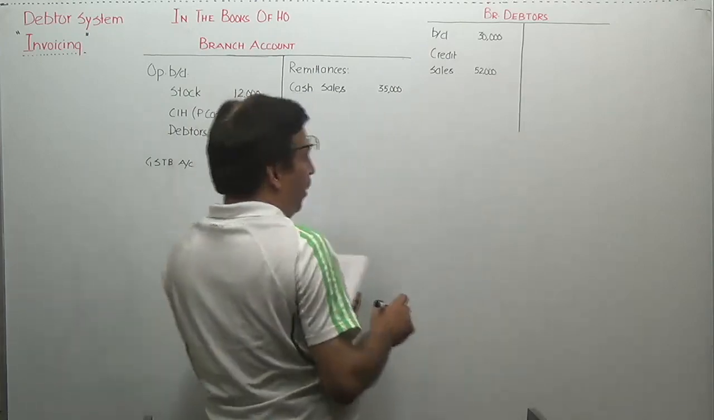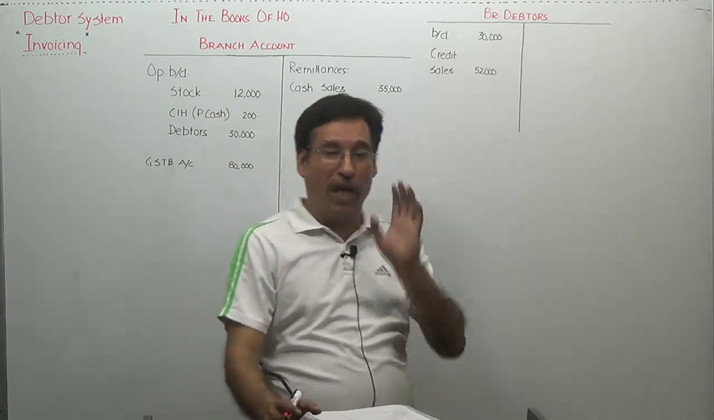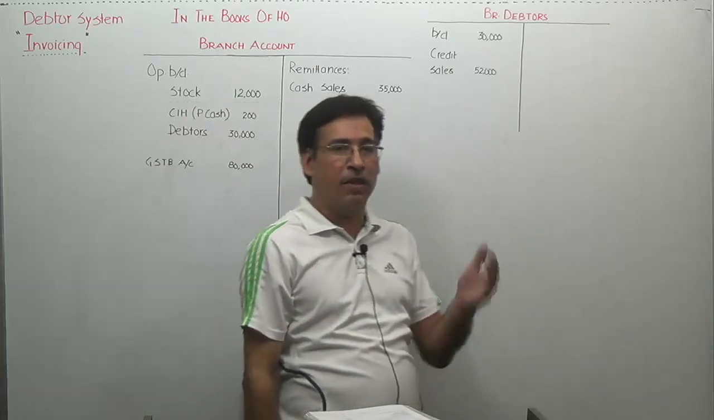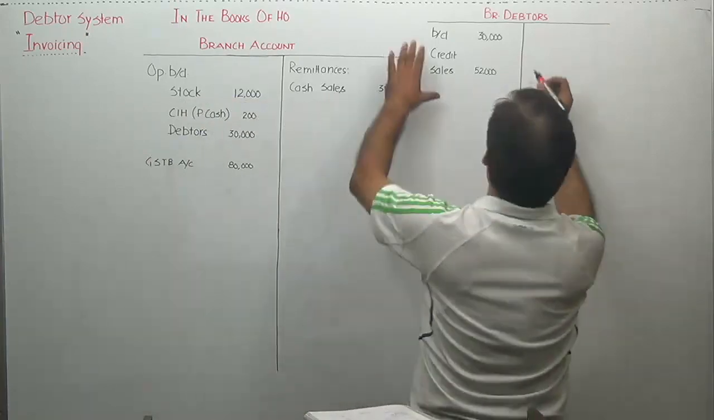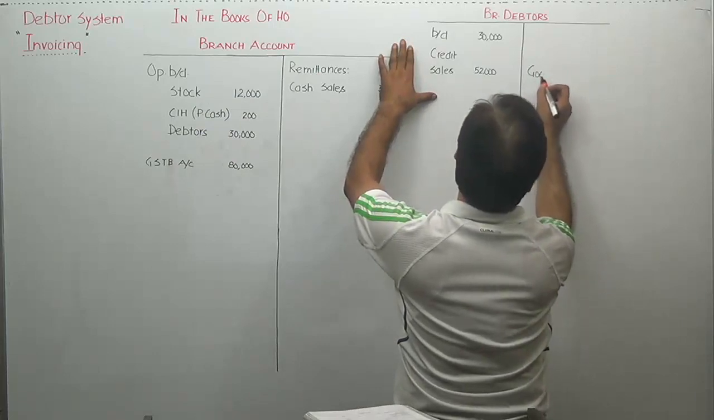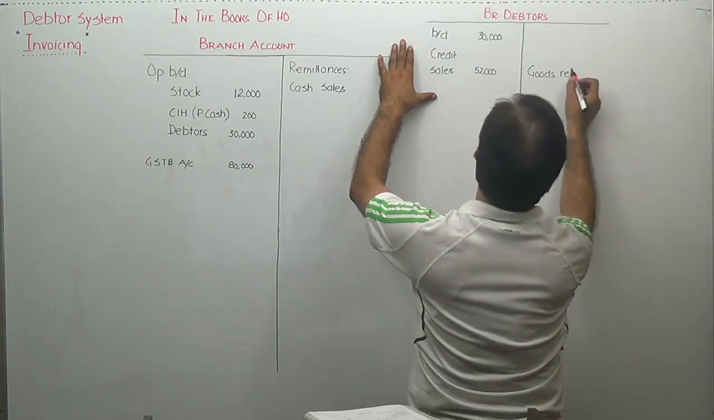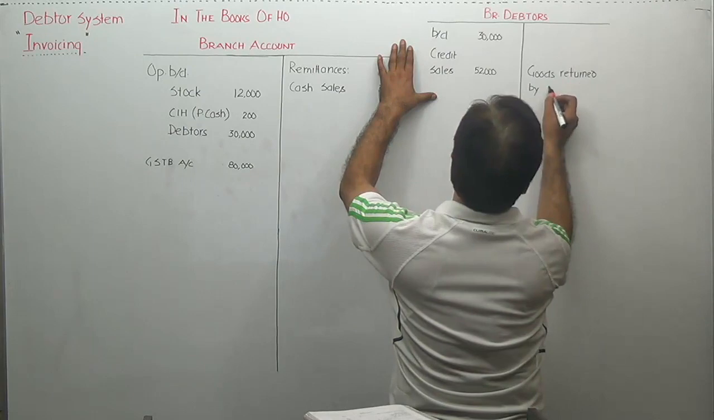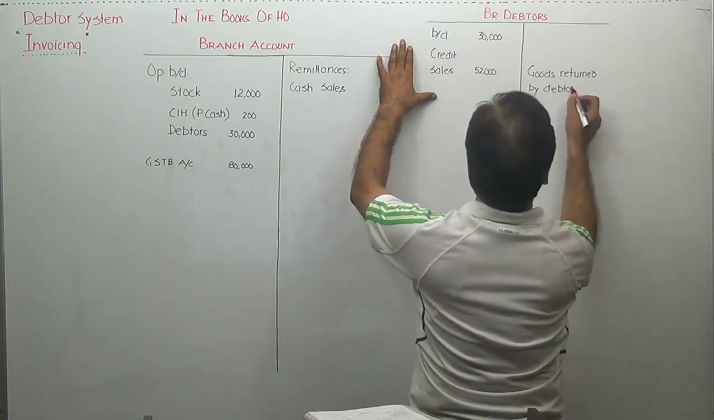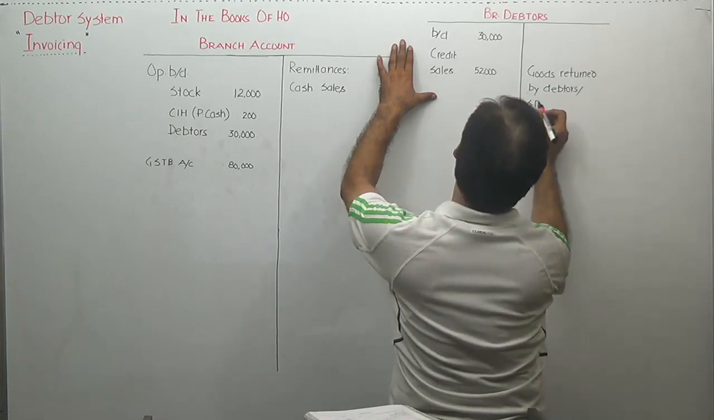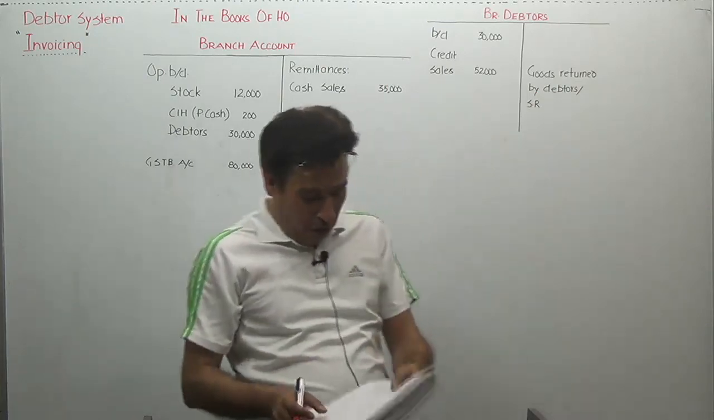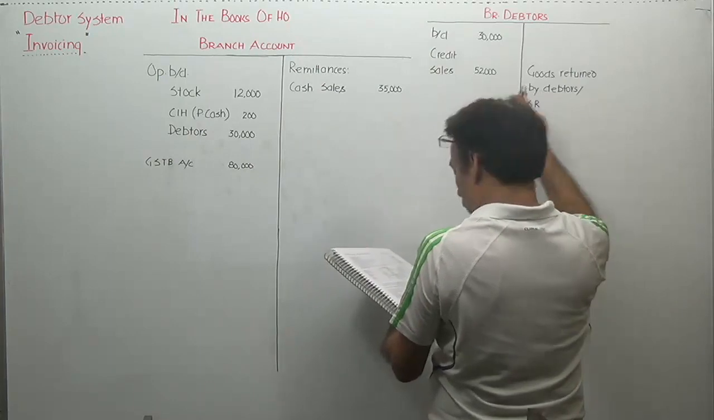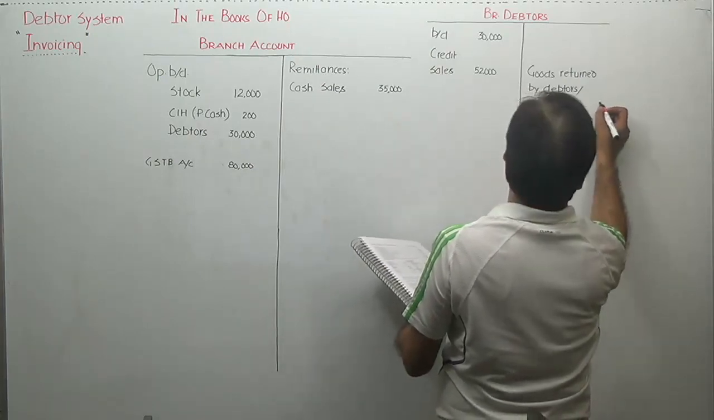Then we have been given goods returned by debtors. Remember one thing, there are two types of return. One, goods returned by branch, which figures in the branch account. But this is goods returned by debtors, meaning the branch sold the goods to the customers and the customer returned the goods back to the branch office. So goods returned by debtors is nothing but your sales return, and sales return is nothing but return inwards. Instead of writing such a long sentence, you can simply write sales return. Goods returned by debtors or sales return are absolutely one and the same thing. So you are going to show it on the credit side, and we know very well that sales return always figures on the opposite side of credit sales. Goods returned by debtors in this case is 3,000.